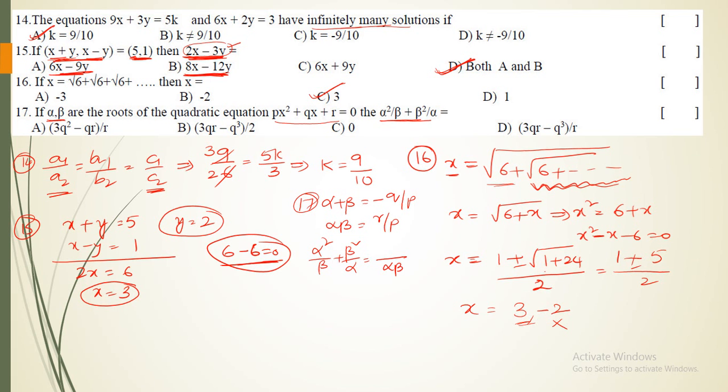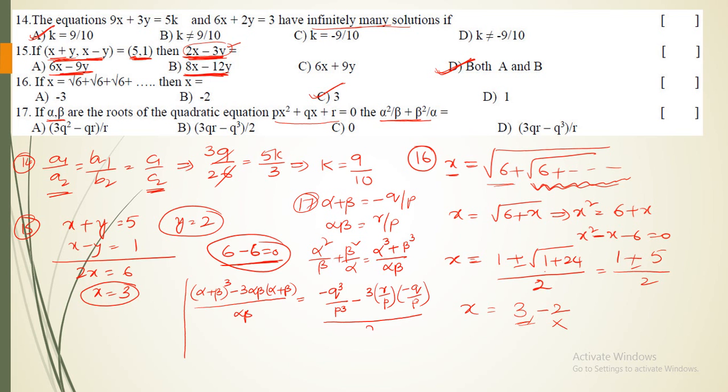On taking LCM, I am going to get alpha into beta in the denominator, and in the numerator I can write it as alpha cube plus beta cube. Now already we know alpha cube plus beta cube can be written as alpha plus beta whole cube minus 3 times alpha beta into alpha plus beta, whole divided by alpha beta. Now when I substitute the values, alpha plus beta is nothing but minus q by p. So this becomes minus q cube by p cube minus 3 times alpha beta, which is r by p, into alpha plus beta, which is minus q by p, whole divided by alpha beta, which is r by p.